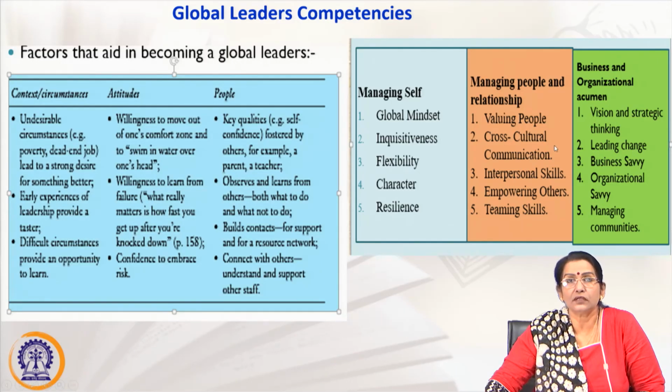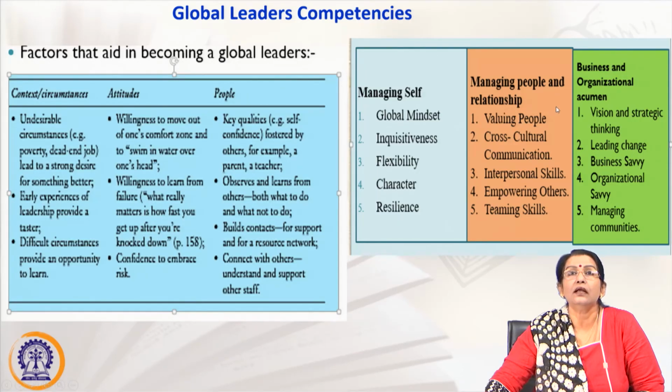Similarly, we must enhance cross-cultural communication, interpersonal skills, empowering and delegating to others, then teaming skills: how to build a team, how to interact, how to maintain cohesiveness within the team, how to draw consensus, how to develop a democratic decision, negotiation skills, communication, cooperation, collaboration, and a kind of service orientation towards others, helping out others. So, these are the positive attributes through which we can manage people and develop relationships.